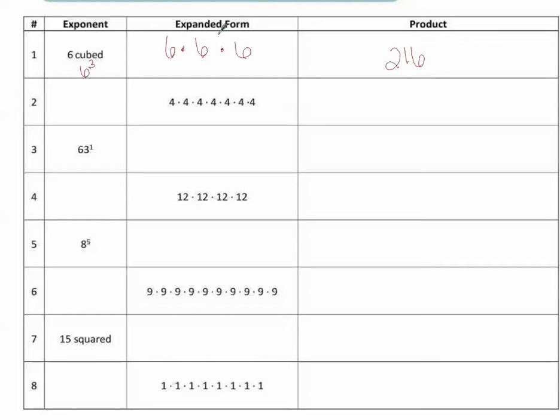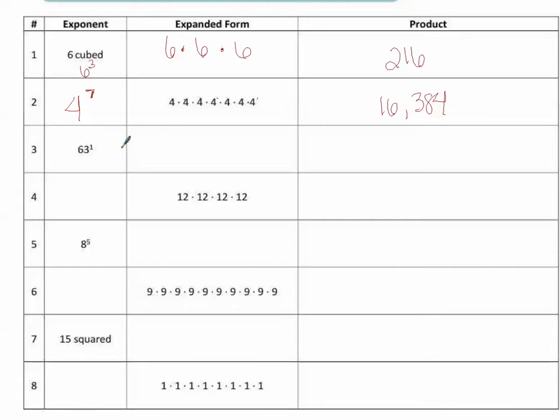Starting from expanded form, your base is 4, and you count 1, 2, 3, 4, 5, 6, 7. So you're multiplying that 7 times. So your exponent is going to be 7. When you use the calculator, multiply this out, 16,384.